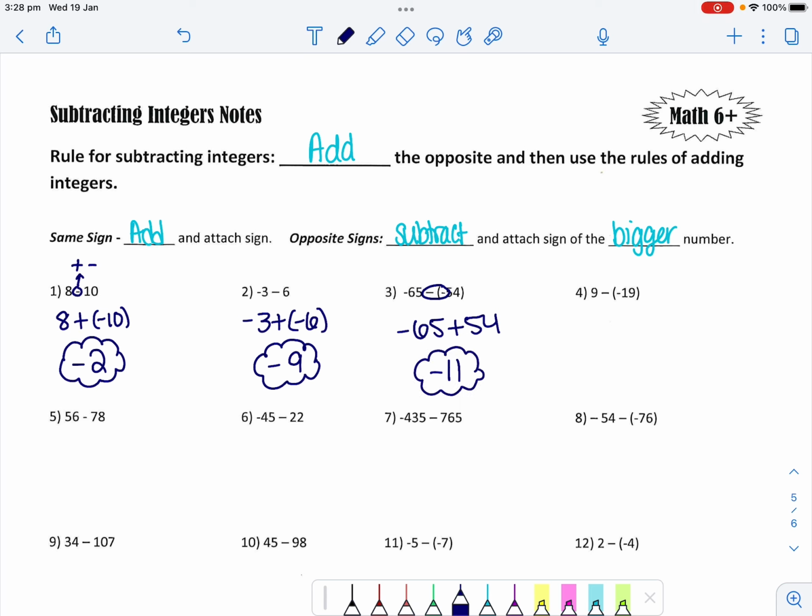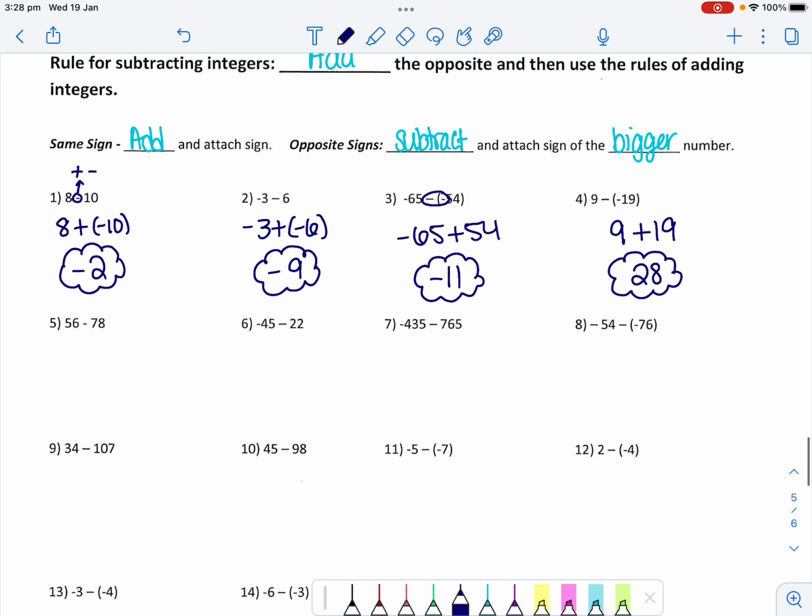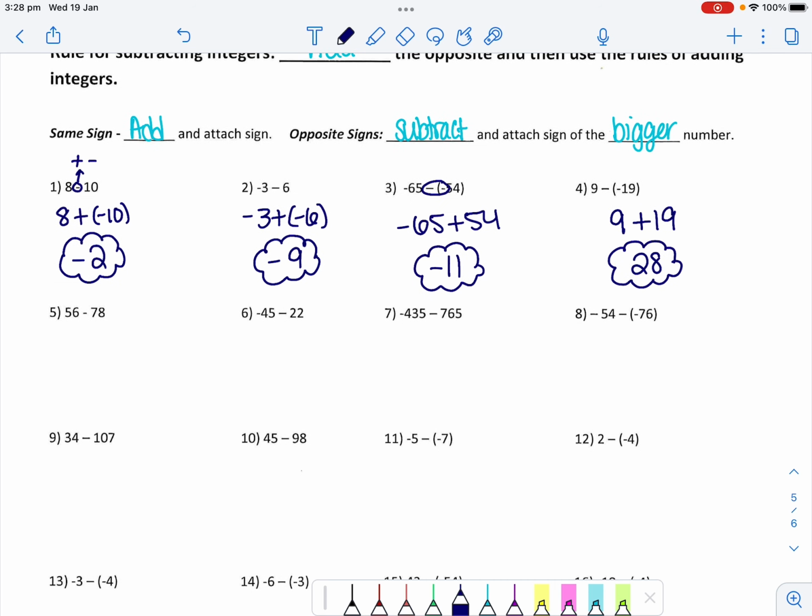Same thing on number 4. It's going to become 9 plus 19, and 9 plus 19 is 28. 56 minus 78 is going to become 56 plus negative 78. So I'm going to do 78 minus 56, which is 22, and then the 78 is bigger, so I'm going to include a negative on my answer.